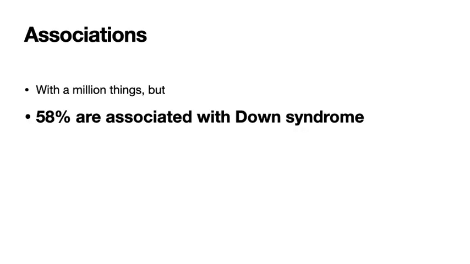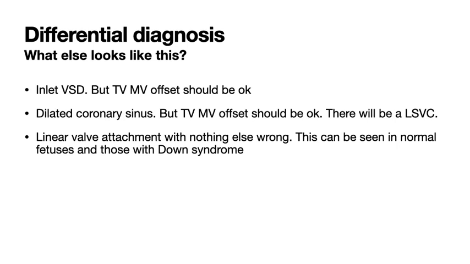All right. Well, you can see all these septal defects with a million different things, but 58% of the time, an atrioventricular septal defect is associated with Down syndrome. So if you see one of these, you should be talking genetics.